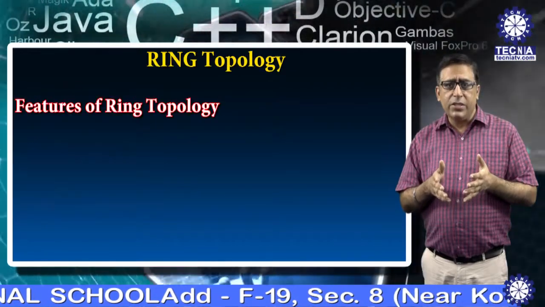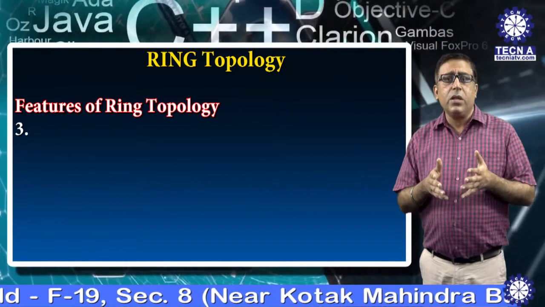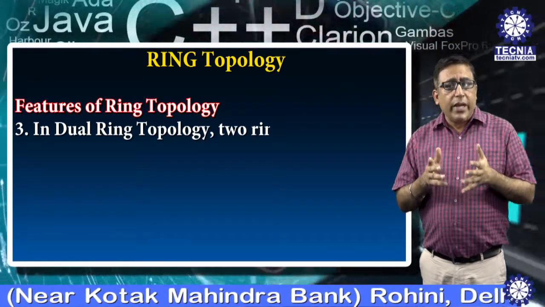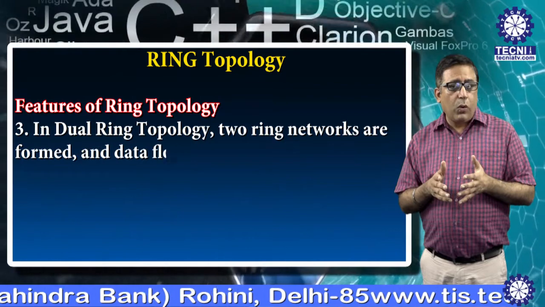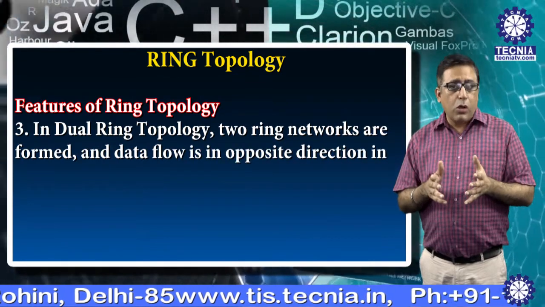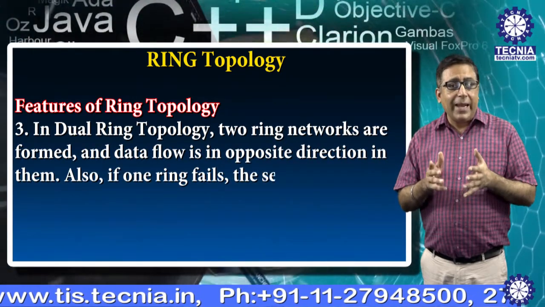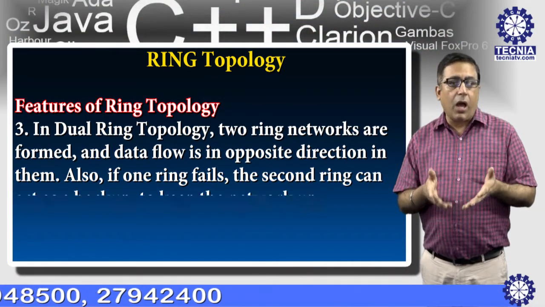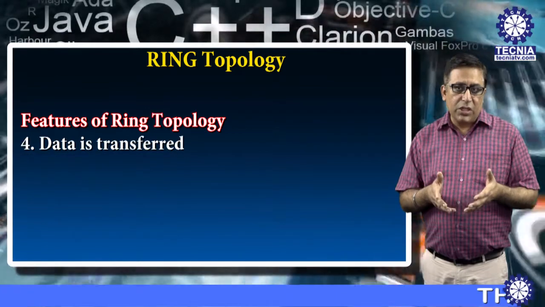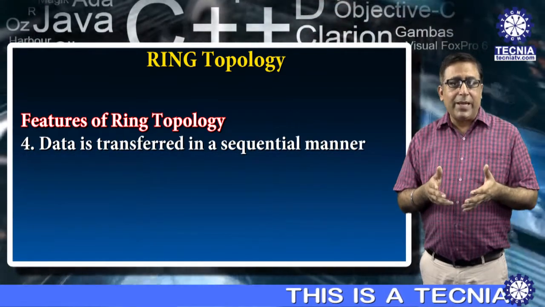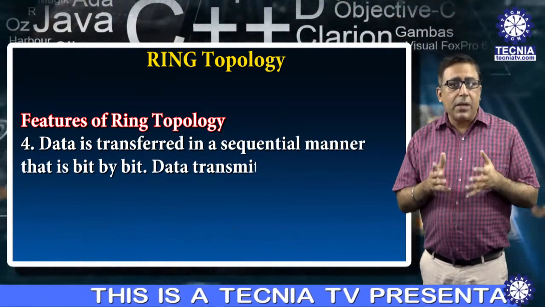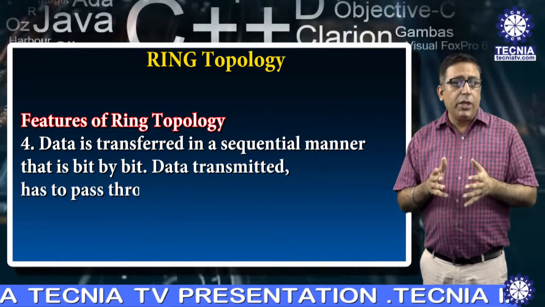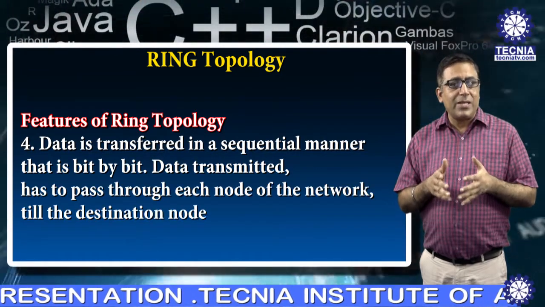The third feature is in dual ring topology, two ring networks are formed and data flow is in opposite direction in them. Also, if one ring fails, the second ring can act as a backup to keep the network up. The fourth point is data is transferred in a sequential manner, that is bit by bit. Data transmitted has to pass through each node of the network till the destination node.